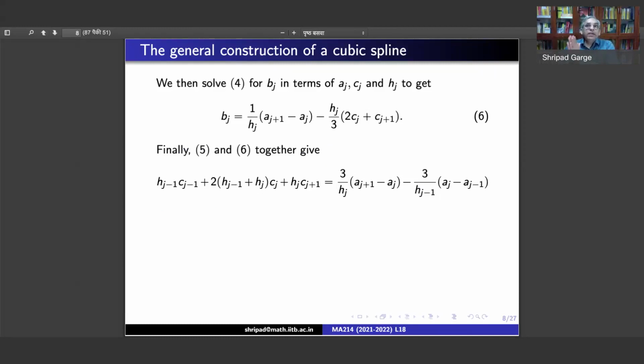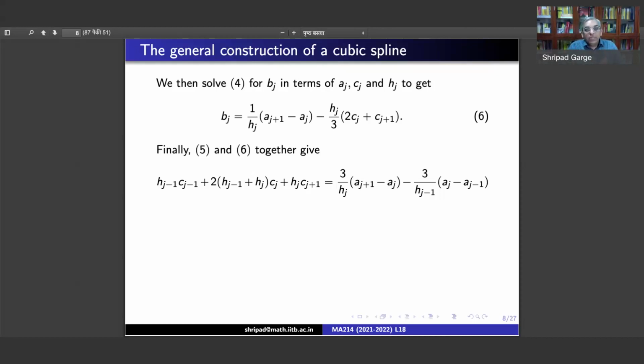On the right hand side, you have HJs and AJs. Okay. So which are the things that are unknown here? For the moment, if you look at it very carefully, each such equation has only Cj minus 1, Cj and Cj plus 1. On the right, we have some quantities which are known to us. So we know AJs, we know HJs.